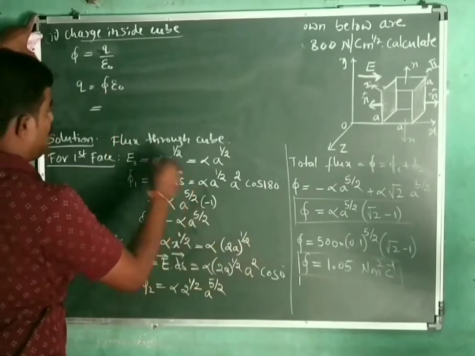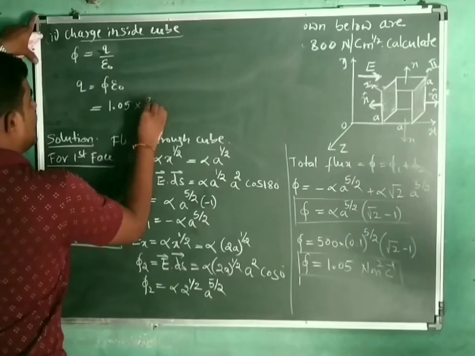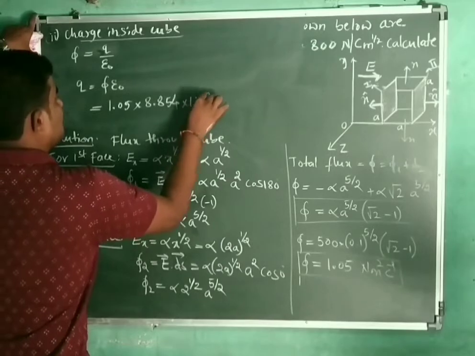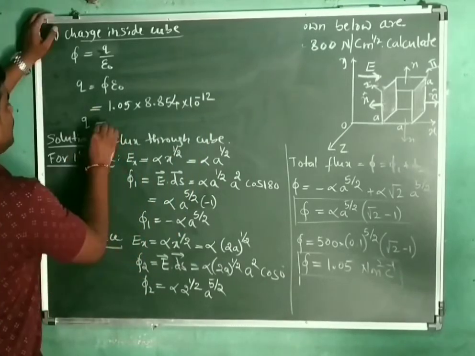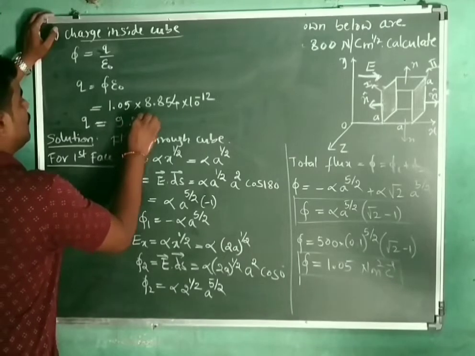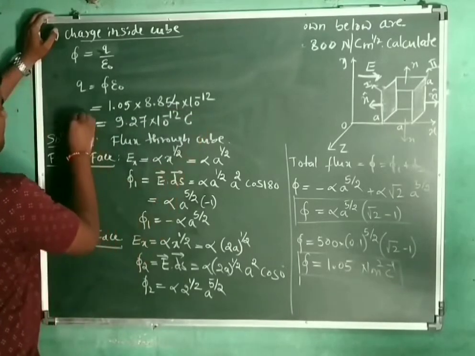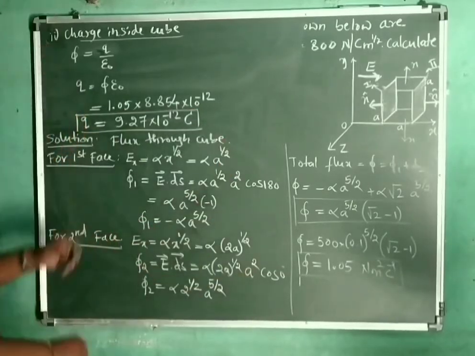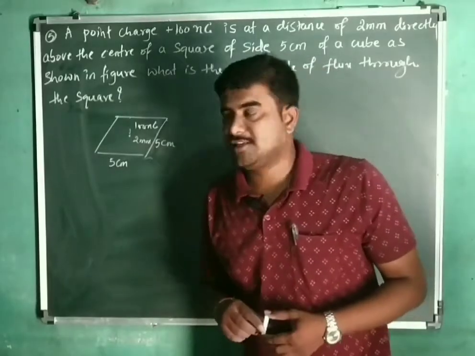Phi value is 1.05 and epsilon naught value is 8.854 into 10 to the power minus 12. Therefore Q value is equal to 9.27 into 10 to the power minus 12 coulomb. So this was a very important numerical, note it down. This is our next numerical.